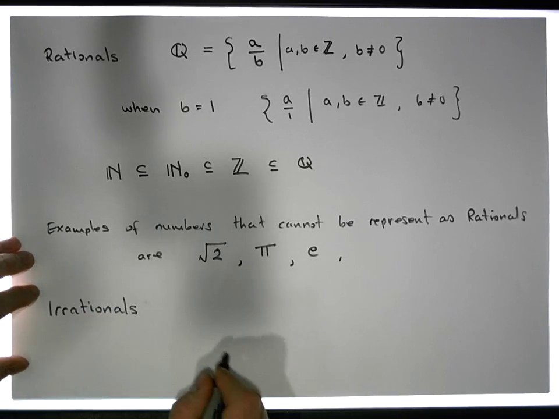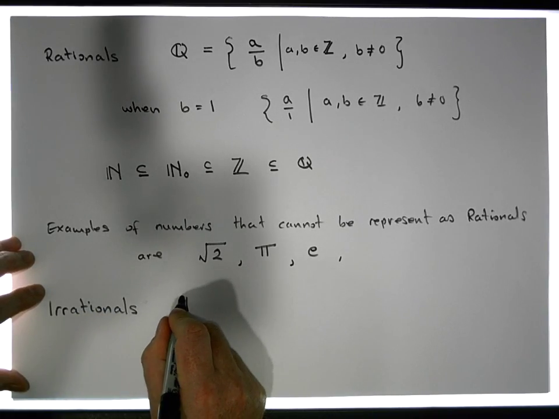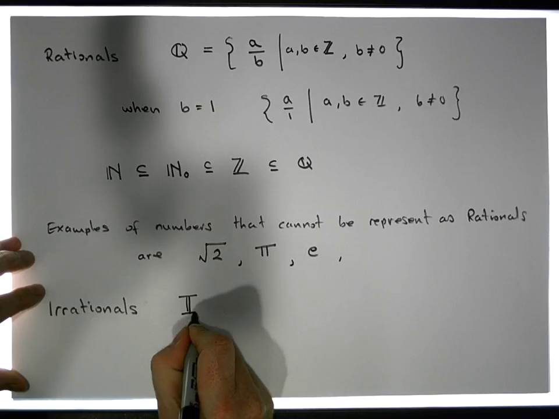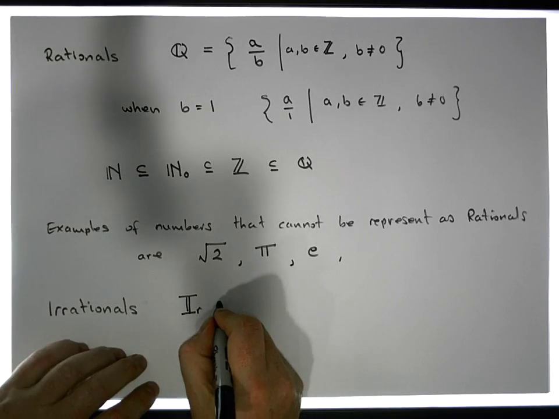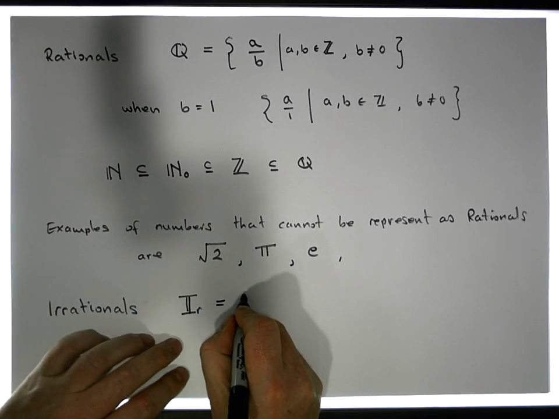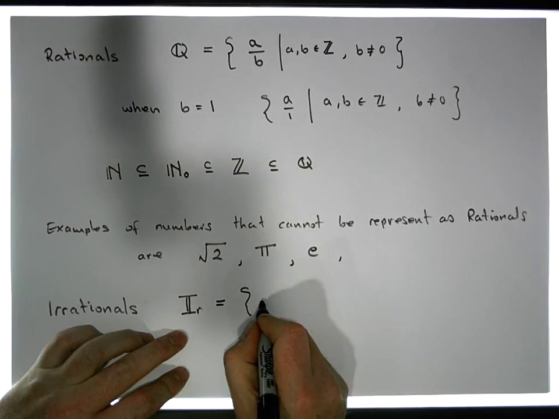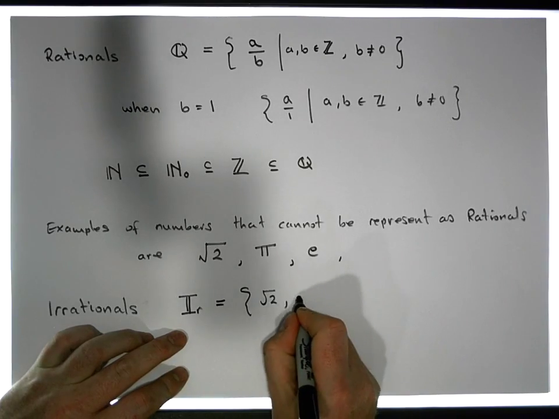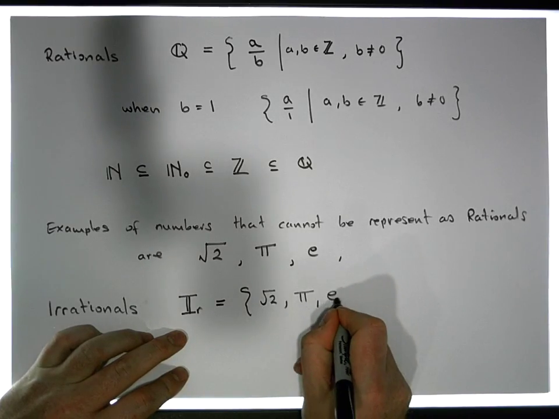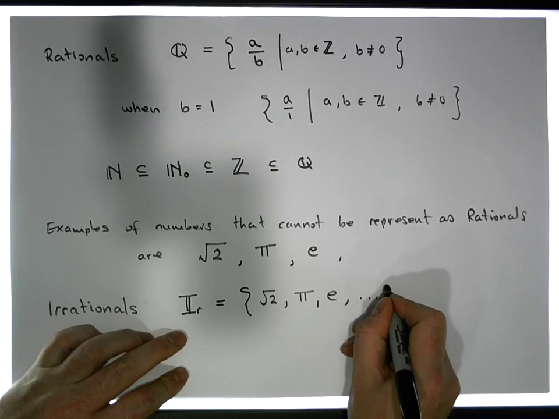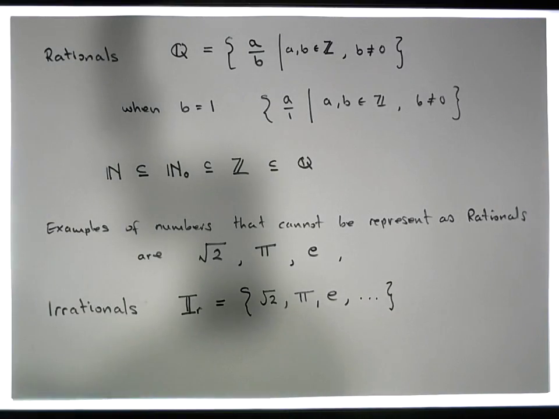We'll symbolize that by an I, with, let's say, a small or for irrationals, and it's a set that contains numbers like the square root of 2, it contains pi, it contains e, and actually it contains a lot of numbers. And that's the irrationals.